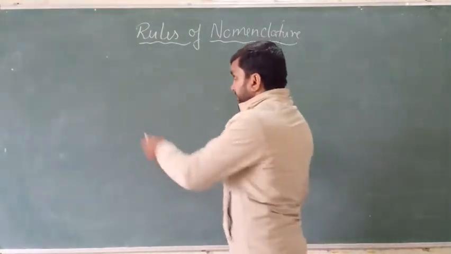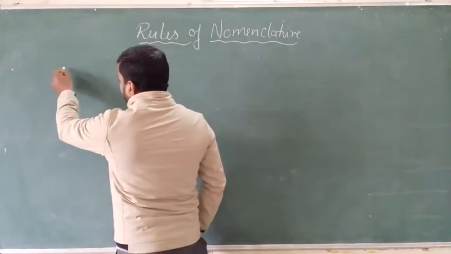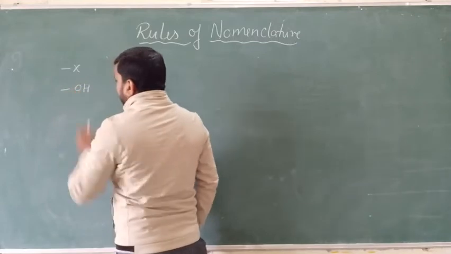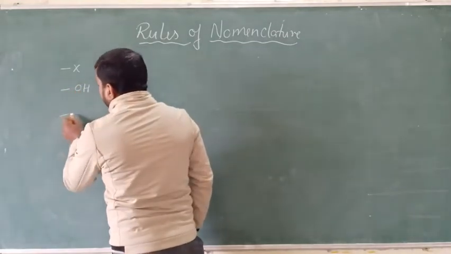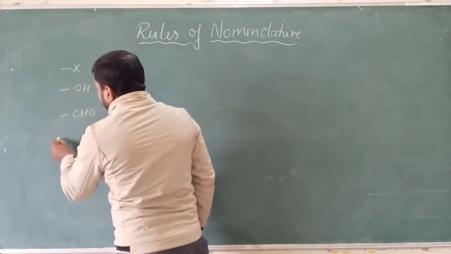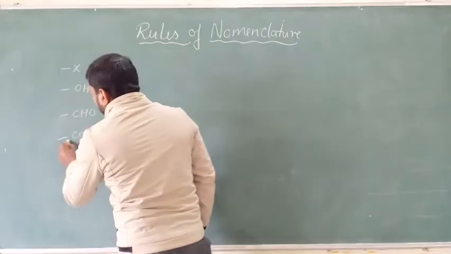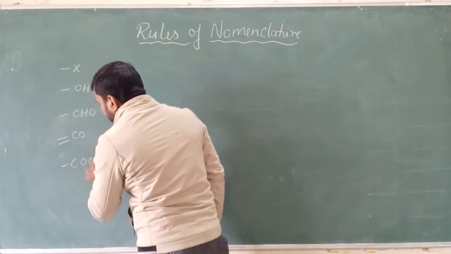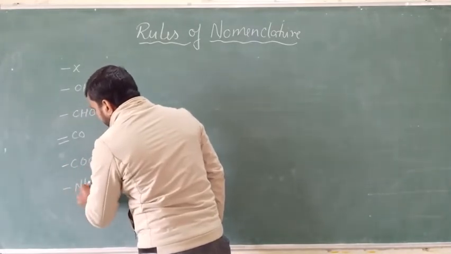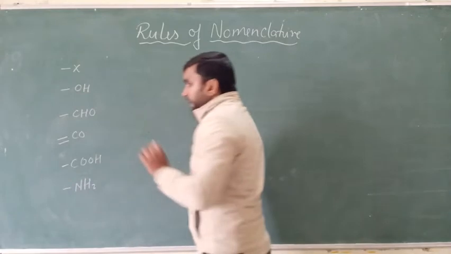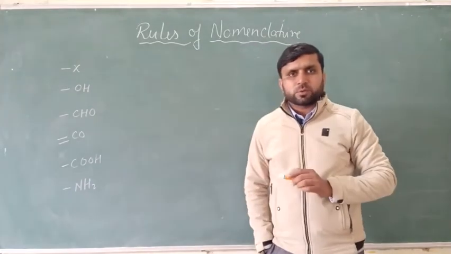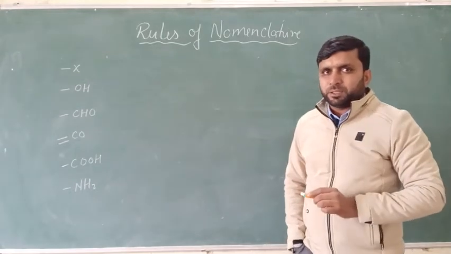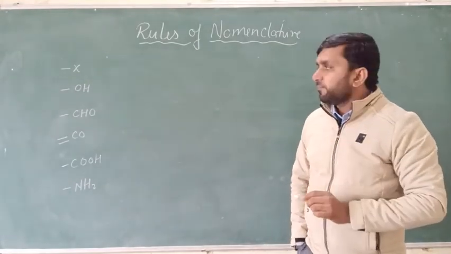But if you talk about 12th, we will study the halo compounds, the alcohol, the aldehyde, the ketone, the carboxylic acid, COOH, and the amine, NH2. So these are the functional groups. What is a functional group? An atom or a group of atoms which decides the chemical property of any compound will be called a functional group.